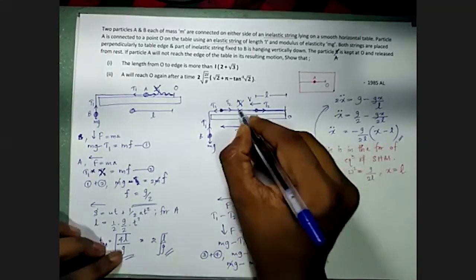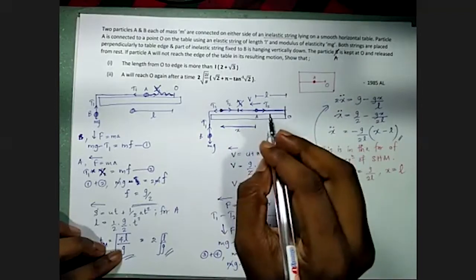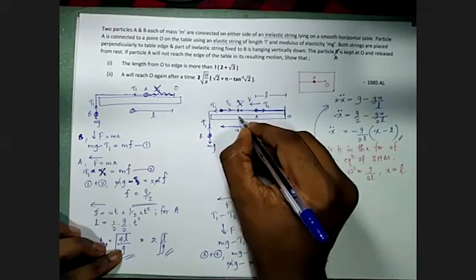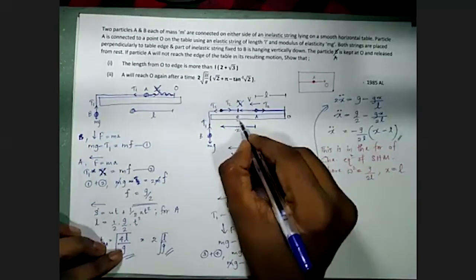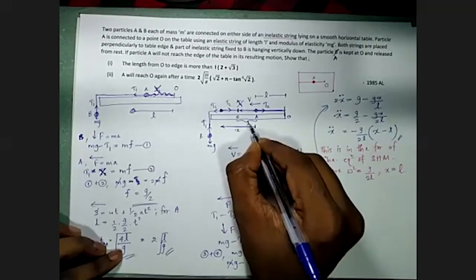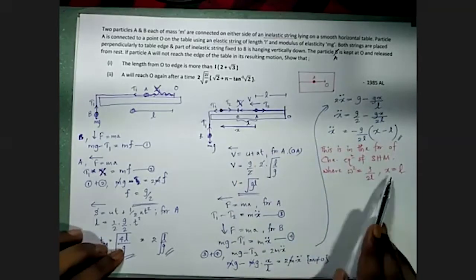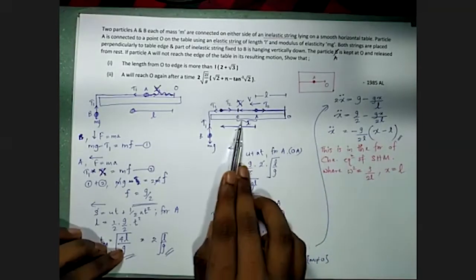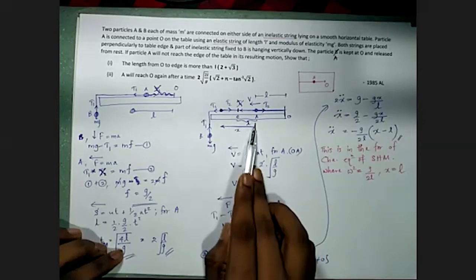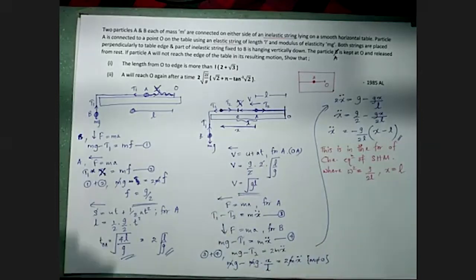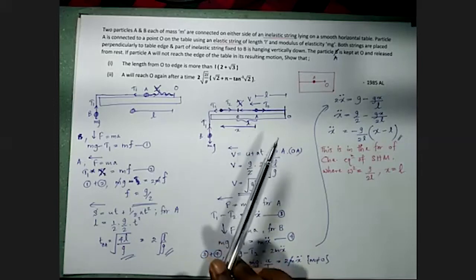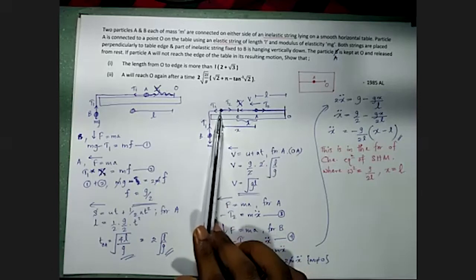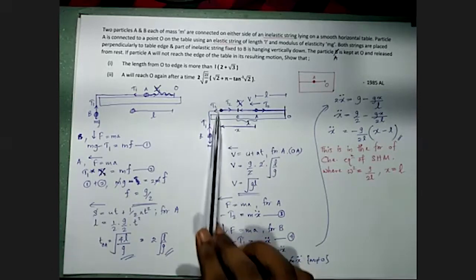Let's mark that center somewhere here. This is the center C, which is L away from A, the starting point of this extension. Okay. Now we have to find the amplitude, because we have to identify the maximum distance moved by this particle along the table. That is the amplitude point.